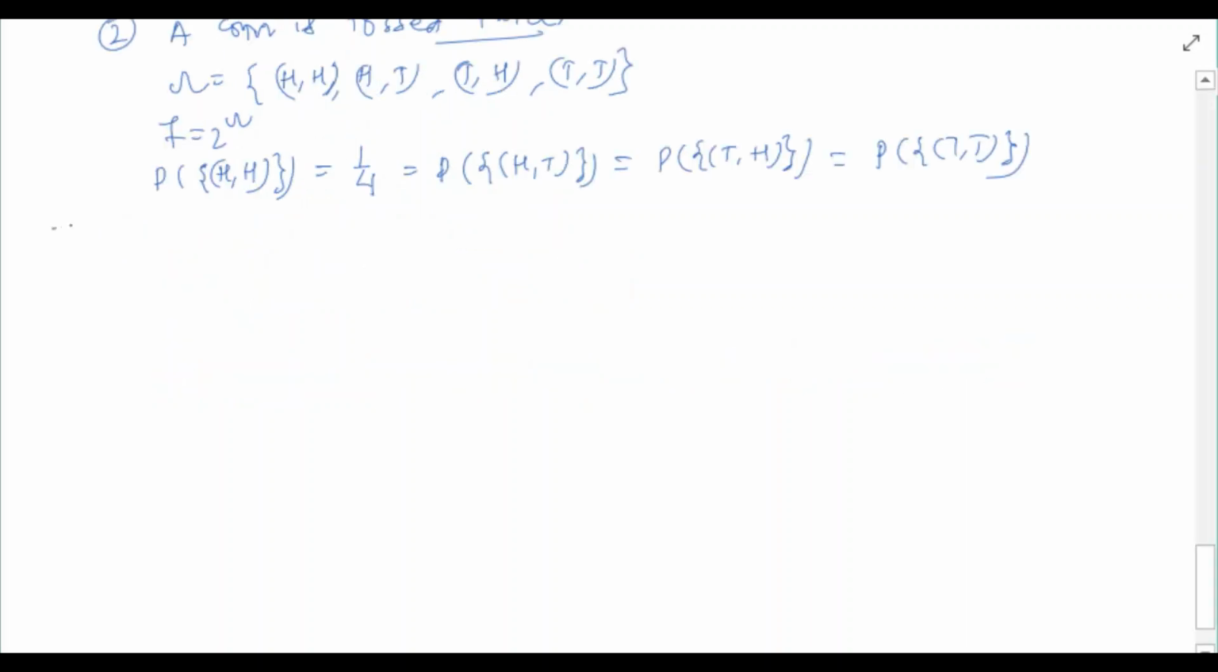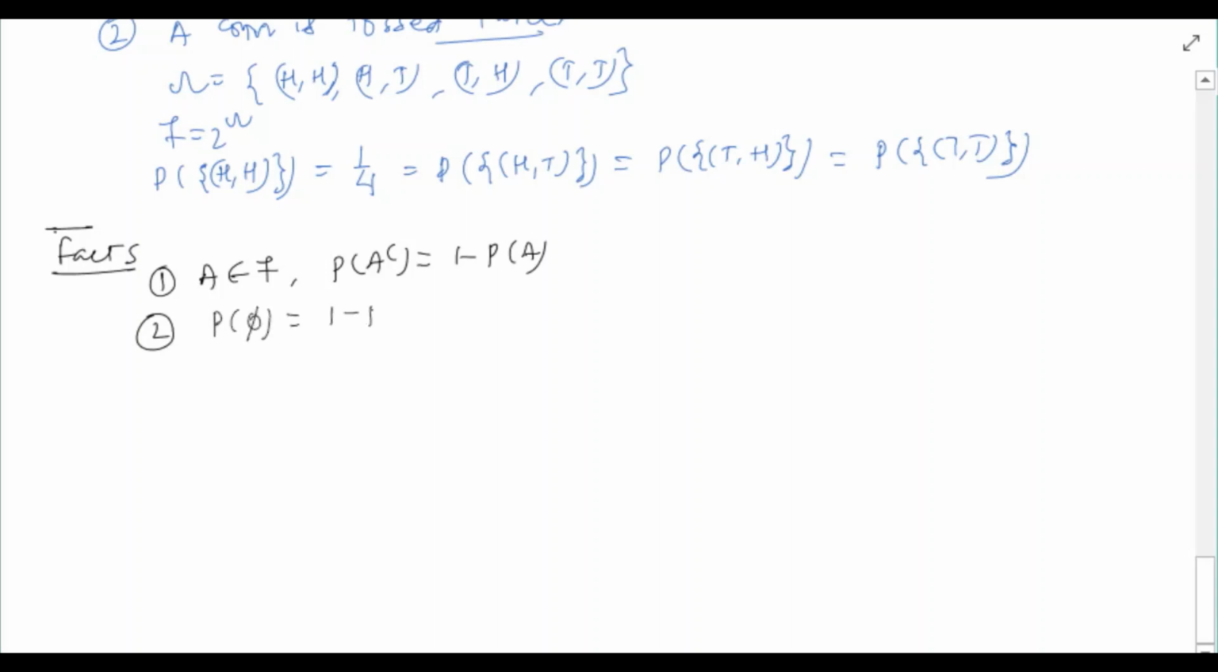Now we learn a few facts about probabilities or probability laws. These could be easily verified. The first one says that if A is an event, then the probability of A complement is 1 minus the probability of A. The second one is a special case of the first. Suppose we take A to be the whole sample space, then A complement is the empty set. So the probability of the empty set is 1 minus the probability of the whole space, and this we know is 1 by the axioms of probability. So the probability of the empty set is 0.